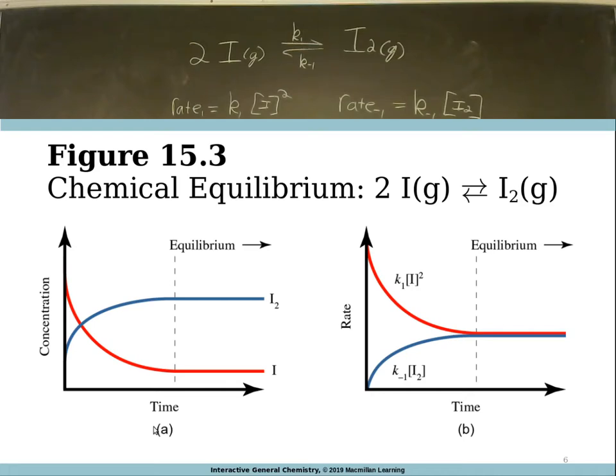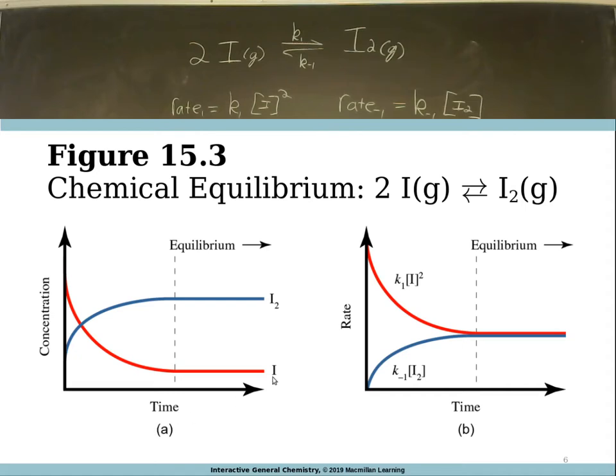And figure 15.3 shows us something familiar: over the course of the reaction, if we start with iodine atoms, then the concentration of I2 will start at 0 and the concentration of I will start at some high value. Over the course of the reaction, we'll build up some I2 and lose some of the I, and that's shown on the left of that chart. After some point, those concentrations will be steady, and that's what we call equilibrium.